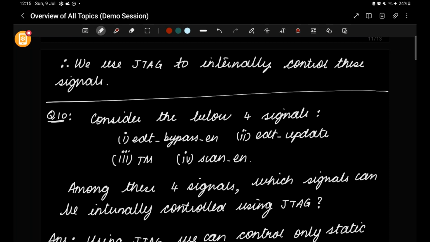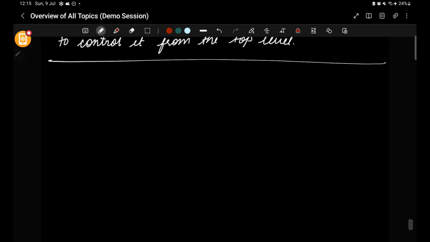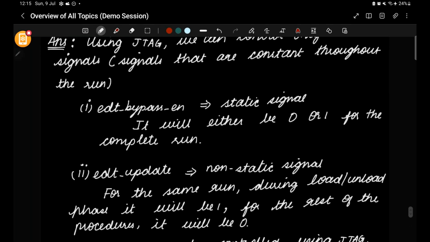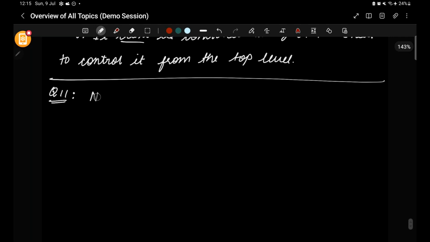And then we'll see what the need of boundary scan is. Why do we need to go for boundary scan?